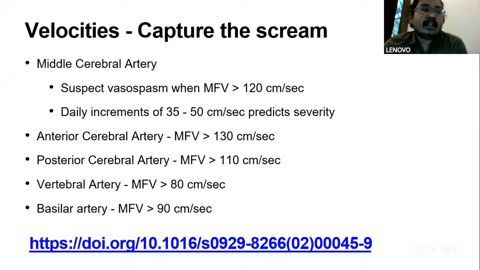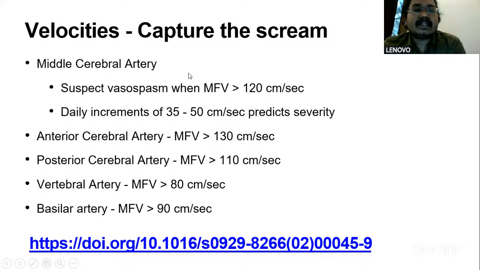So like for middle cerebral artery, it is mean flow velocity more than 120. Anterior cerebral artery, mean flow velocities of more than 130 centimeters per second. Posterior cerebral artery, more than 110. Vertebral artery, more than 80. Basilar artery, more than 90 centimeters per second.